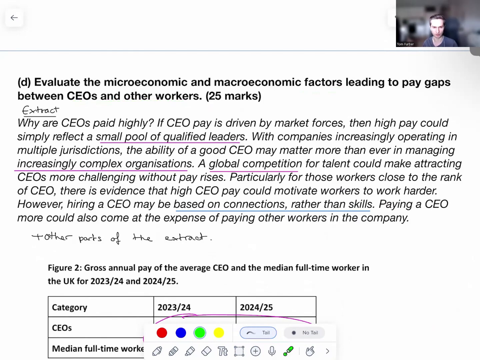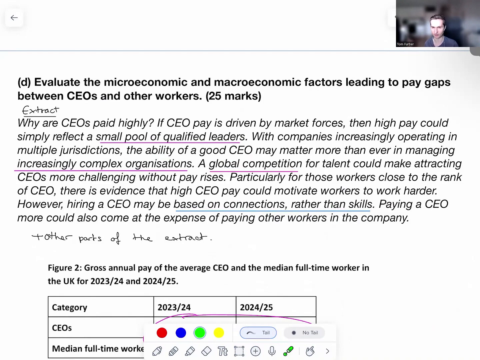Here's the extract, and there are a few relevant points I pick out from it. It mentions there might be a small pool of qualified leaders, and so that could be an interesting point about the qualifications of a CEO. An idea of these increasingly complex organizations, the ability of a good CEO may matter more than ever. There's also this global competition for talent. That's giving me an idea of maybe a macro point about globalization. And there's this interesting evaluation point that maybe it might be based on connections rather than skills. So that could be a good evaluation for qualifications or skills.